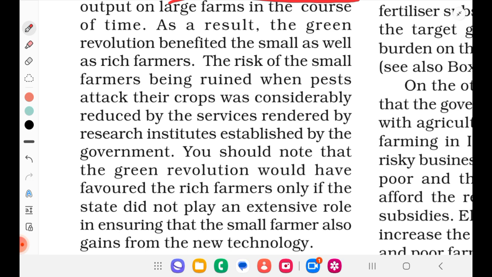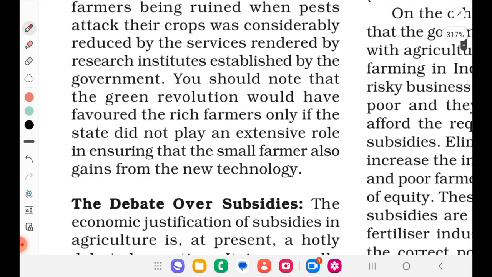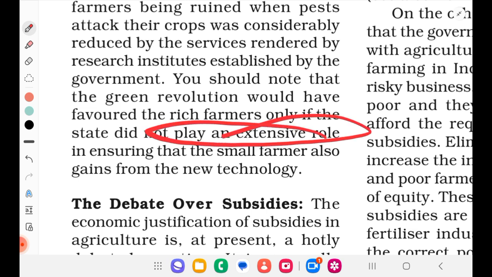The risk of small farmers being ruined when pests attacked their crops was considerably reduced by the services rendered by research institutes established by the government. You should note that the Green Revolution would have favored the rich farmers only if the state did not play an extensive role in ensuring that small farmers also gain from new technology.